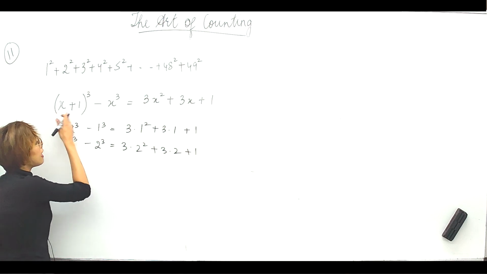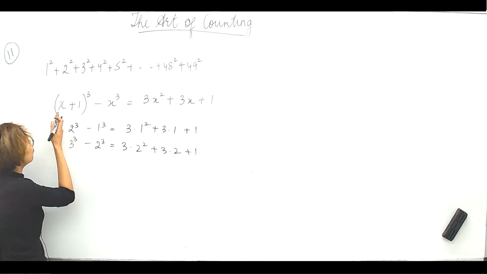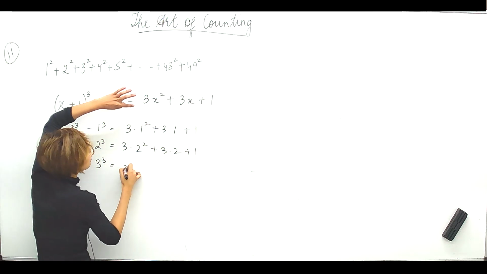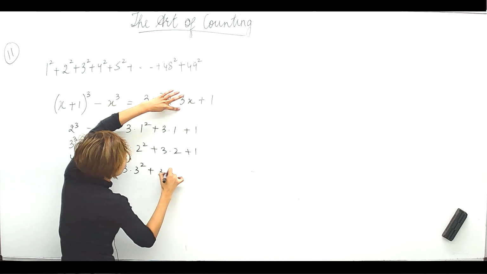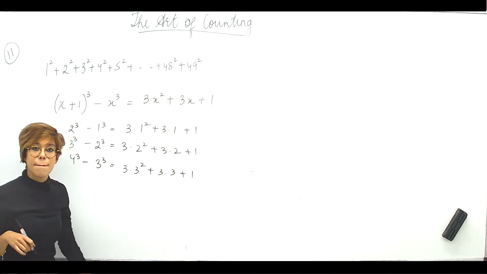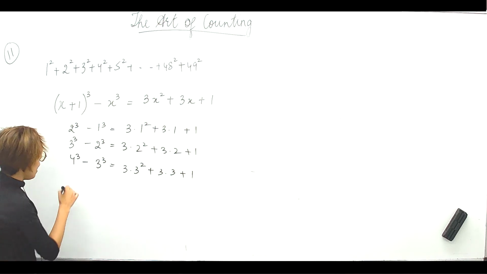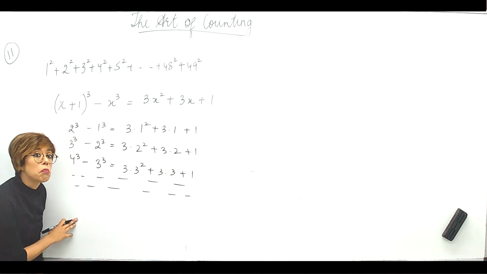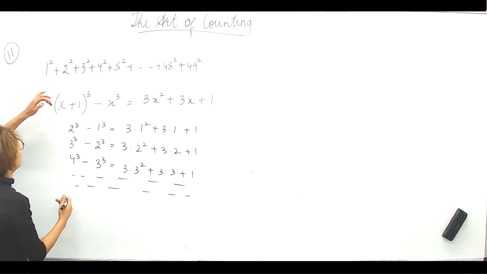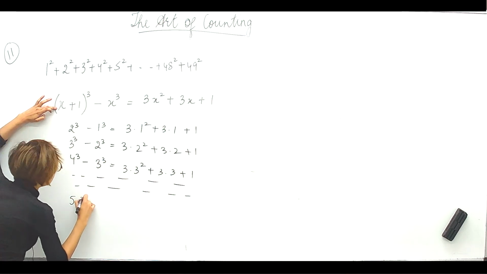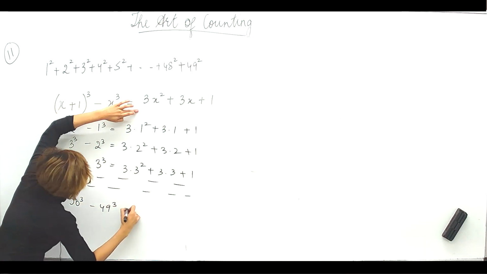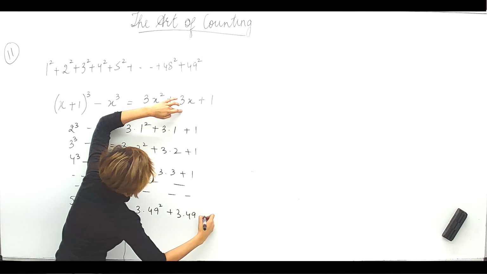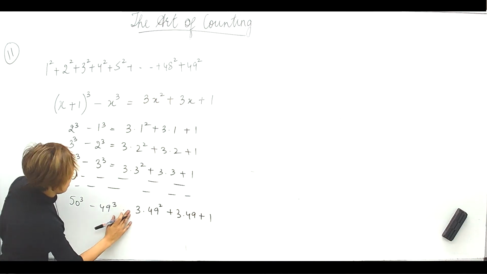Okay, will it be true for x equal to 3? Absolutely right. So 3 plus 1, that is 4 cube, minus 3 cube, equal to 3 into 3 square plus 3 into 3 plus 1. Right? Okay, and so on. Now, do you think it will be true for x equal to 49? Absolutely, it should be. So 49 plus 1, that is 50 cube, minus 49 cube, equal to 3 into 49 square plus 3 into 49 plus 1.